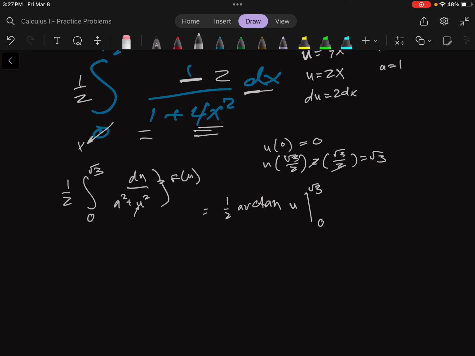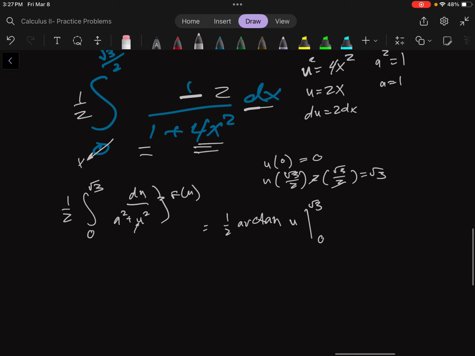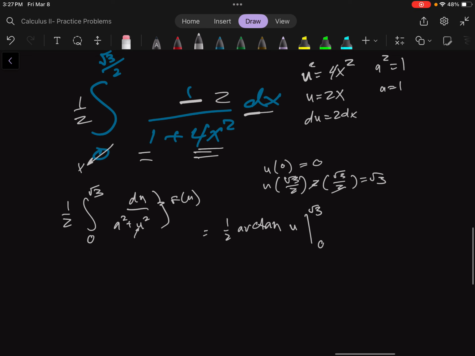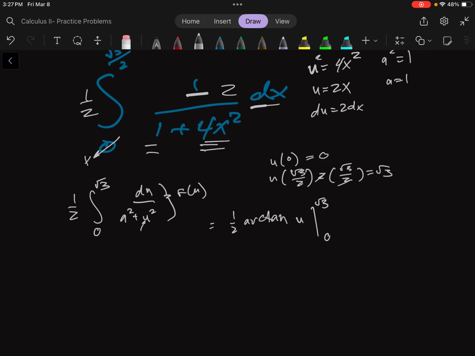You see, it's pretty much the same amount of work if we were to plug back in the function of 2x and then use our original bounds, 0 and square root of 3 over 2. It effectively does the same thing. But sometimes it's easier to just change the bounds. Okay, so this will turn into 1/2 arctan of square root of 3 minus arctan of 0.